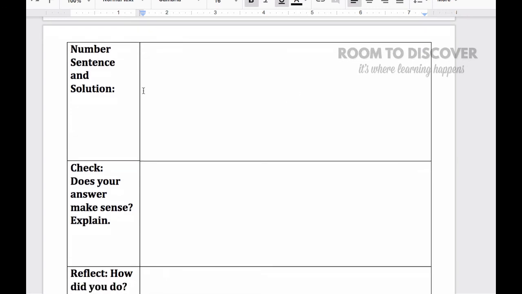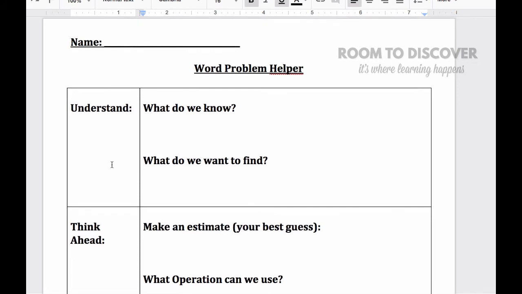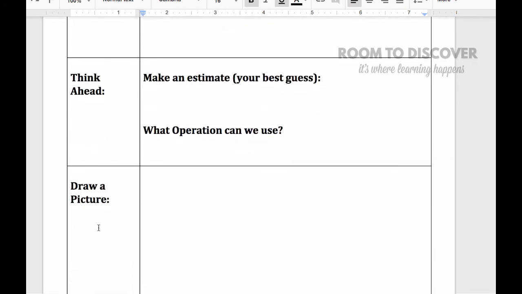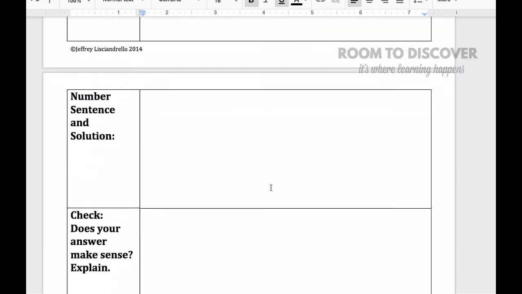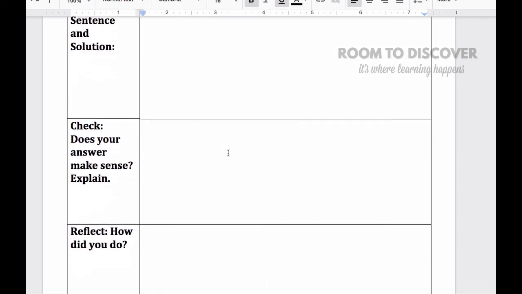So again, we've started by understanding our information. Then we're thinking ahead, we're formulating, using a picture as a way to help, our number sentence, and solution. So you write out the number sentence. If in the problem about eating the 4 apples a day, they would write out 4 times 6 equals 24. Then check to make sense.